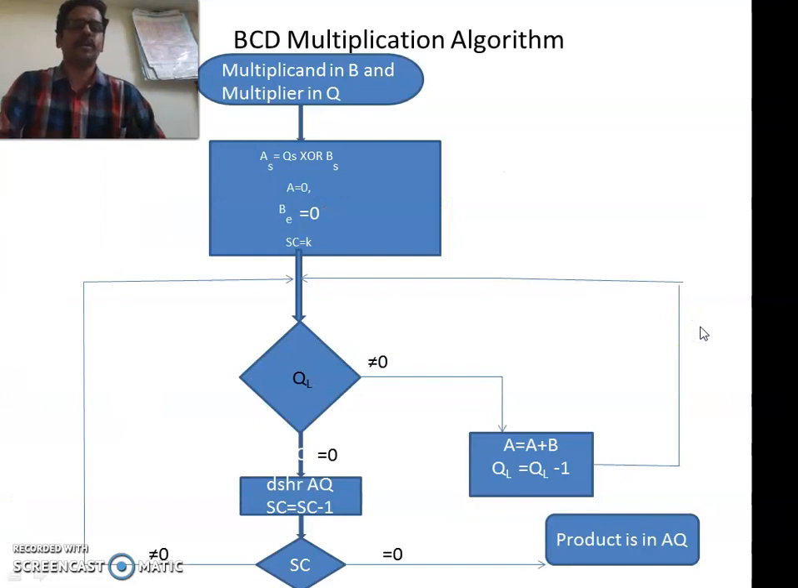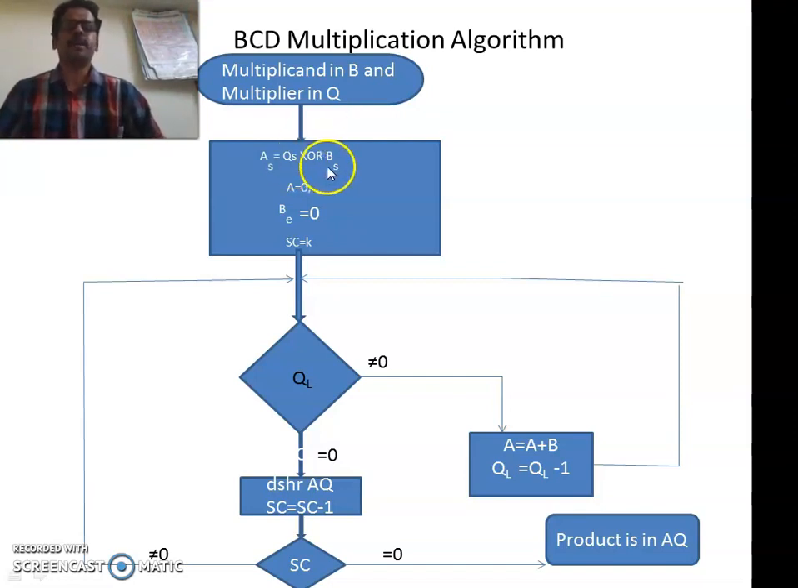Now we have come to the BCD multiplication algorithm part. Multiplicand is stored in register B and multiplier is stored in register Q. While performing the multiplication operation, if the signs of two numbers are different, the result is going to be negative. If the signs of two numbers are the same, the result is going to be positive. Please note that we are going to handle the signs separately. It is not getting involved in multiplication processing.